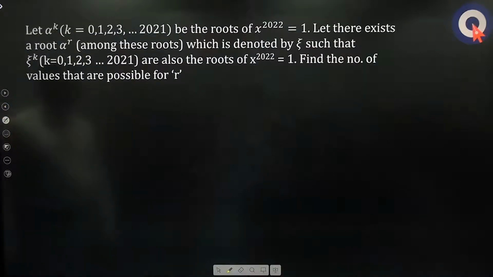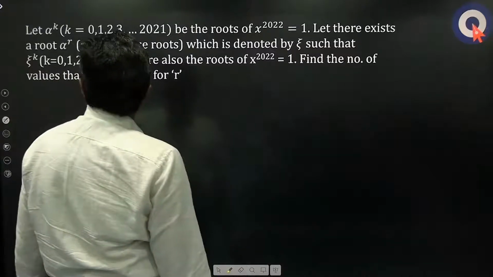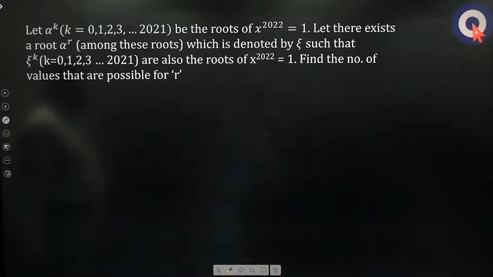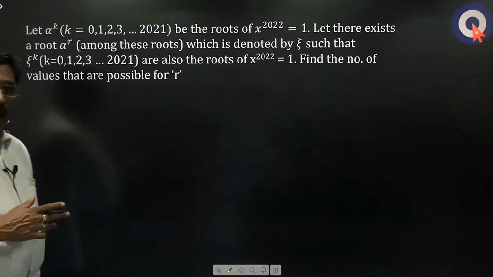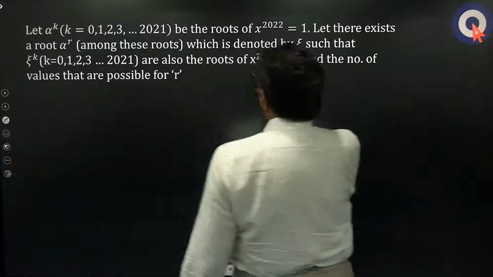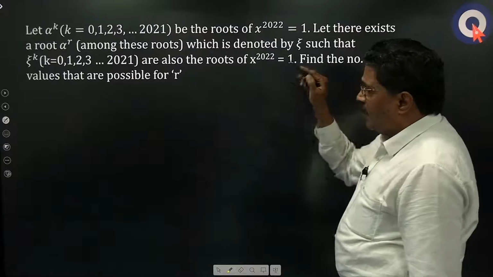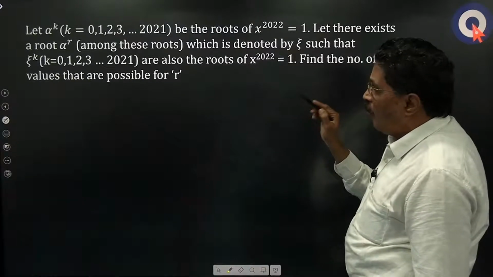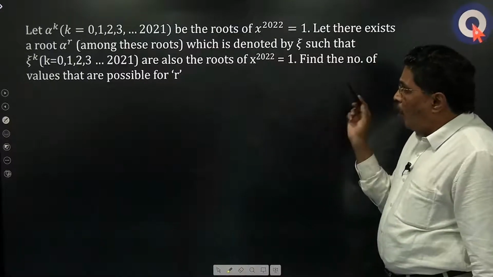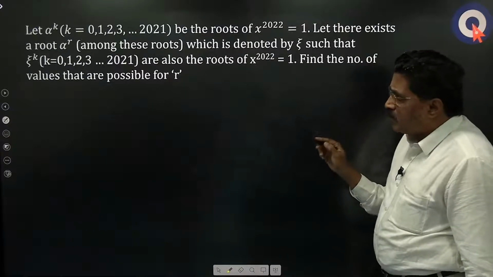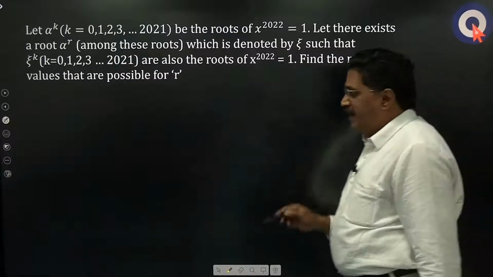Let alpha power k, nice problem. Let alpha power k, for k equal to 0, 1, 2, 3, etc., 2020, 2021, be the roots of x power 2022 is equal to 1. Let there exist a root alpha power r among these roots, denoted by xi, such that xi power k, where k is equal to 0, 1, 2, 3, etc., 2021, are also the roots of x power 2022 is equal to 1. Find the number of values that are possible for r, one integer answer problem.